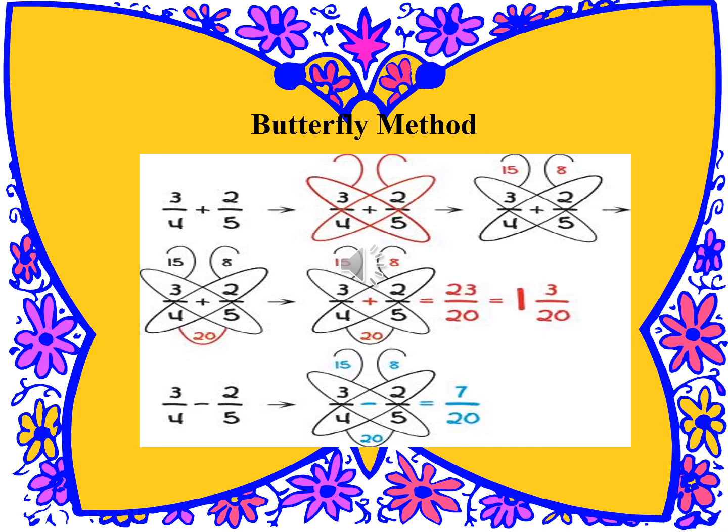Now we're going to subtract, since the operation now is subtraction. So 15 minus 8 is equal to 7. So our answer is 7 over 20. And since we cannot reduce that, this will be our final answer.